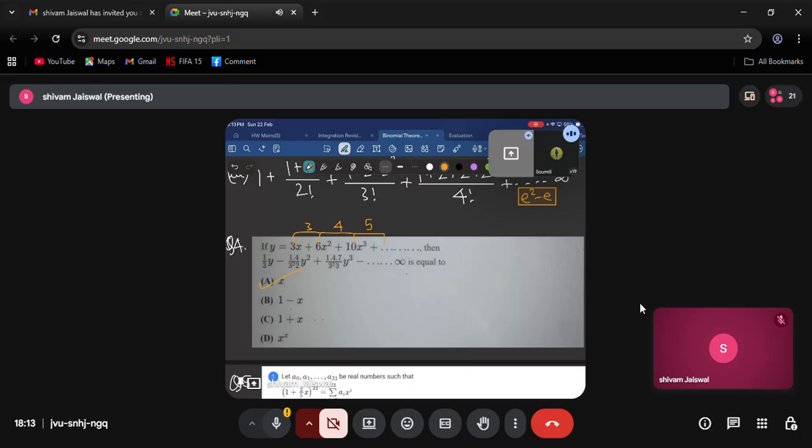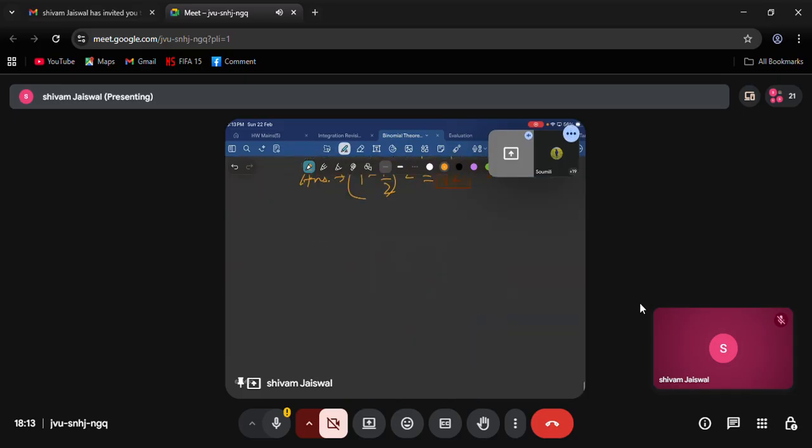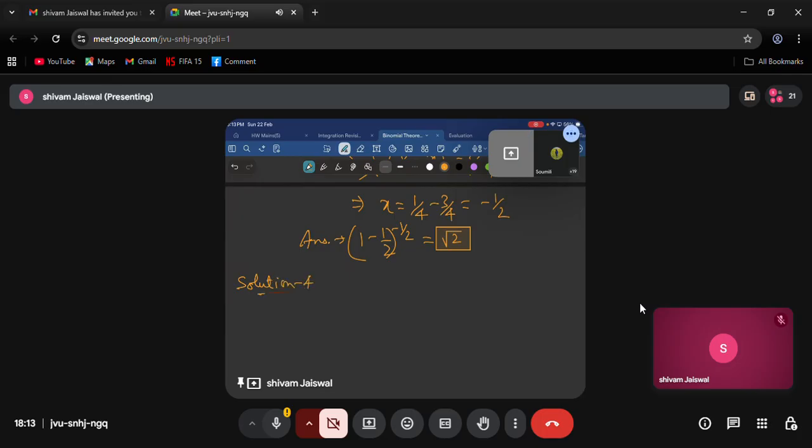So the differences of the coefficients are in AP, right? So first of all, let us convert them into AP. Pay attention. y is equal to 3x plus 6x square plus 10x cube plus dot dot dot up to infinity. Since differences are in AP, I'm going to multiply it by x over here.